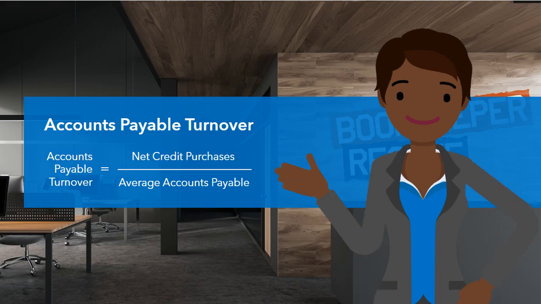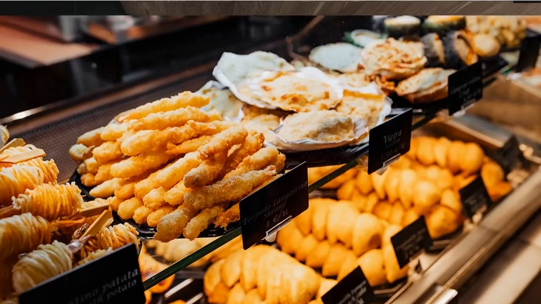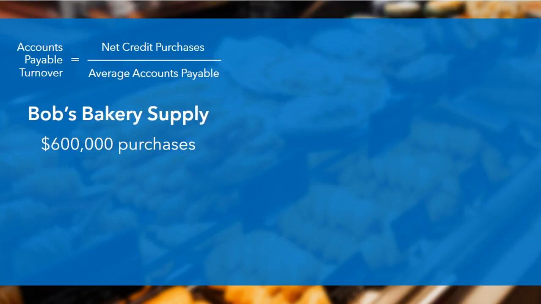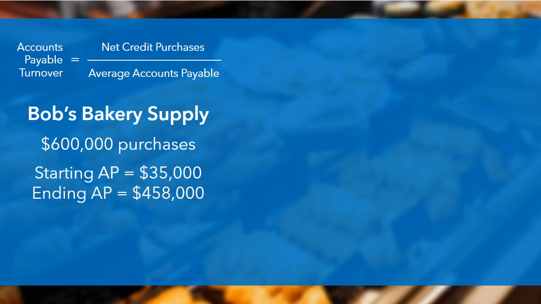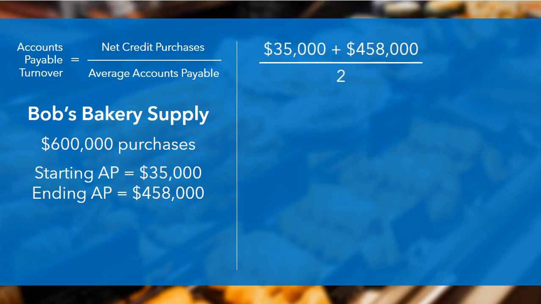Let me illustrate with an example of something related to something near and dear to me. Bob's Bakery Supply purchased $600,000 worth of baking equipment from his vendors during the year. According to Bob's balance sheet, his beginning accounts payable was $35,000 and his ending accounts payable was $458,000. Bob's average accounts payable for the year was $246,500. You get this by adding the beginning plus the ending and dividing by 2.